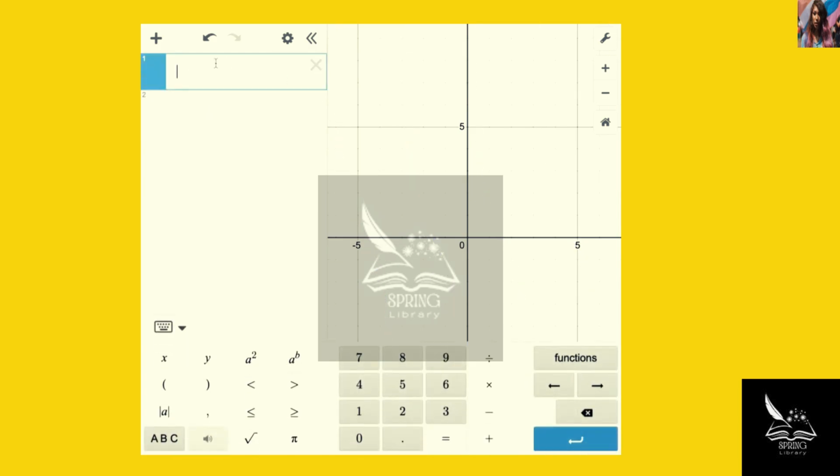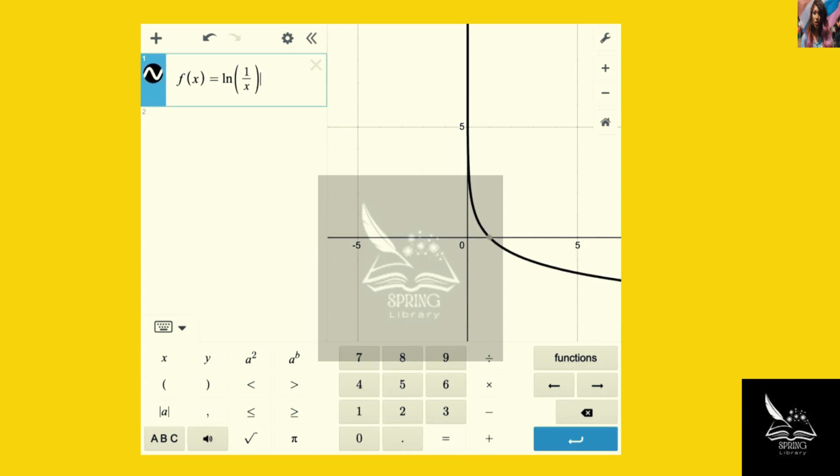So for this problem, we want to use some properties of logarithms before we actually take the derivative. It's often easier to simplify the log, get it into its simplest form before we start taking derivatives. So what we have here is f of x equals the natural log of 1 over x.